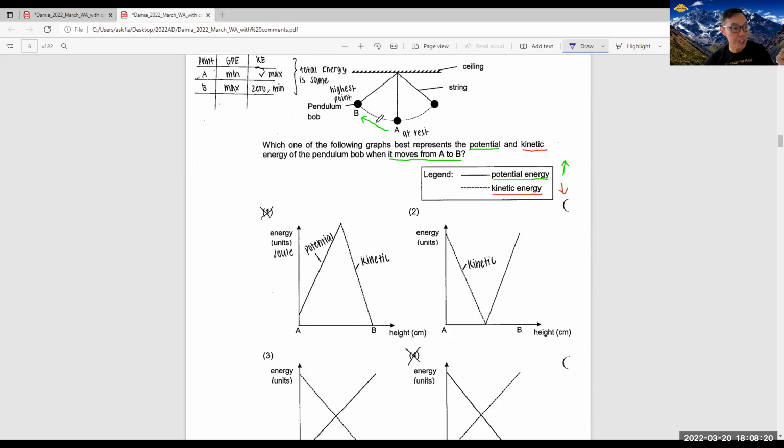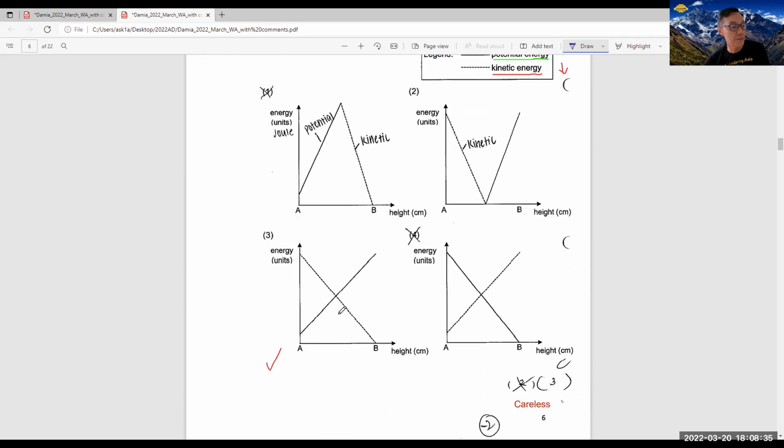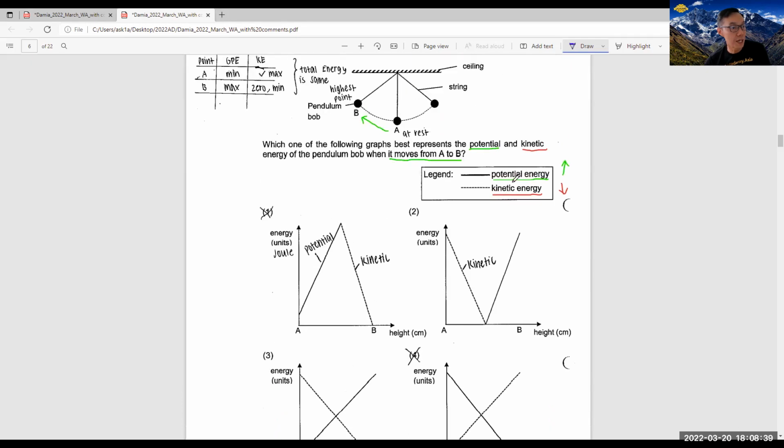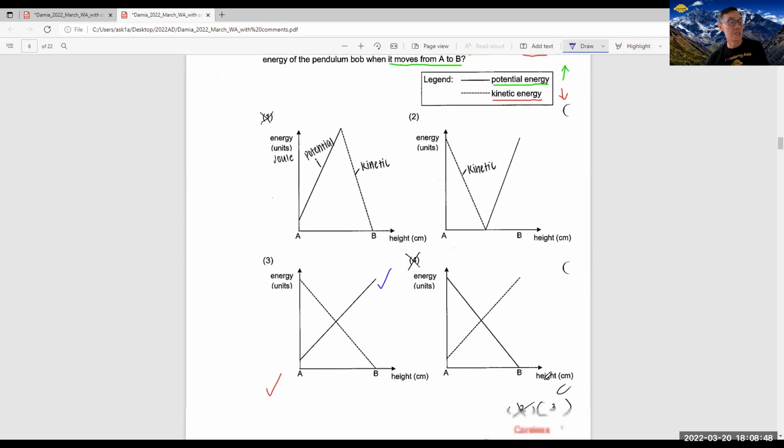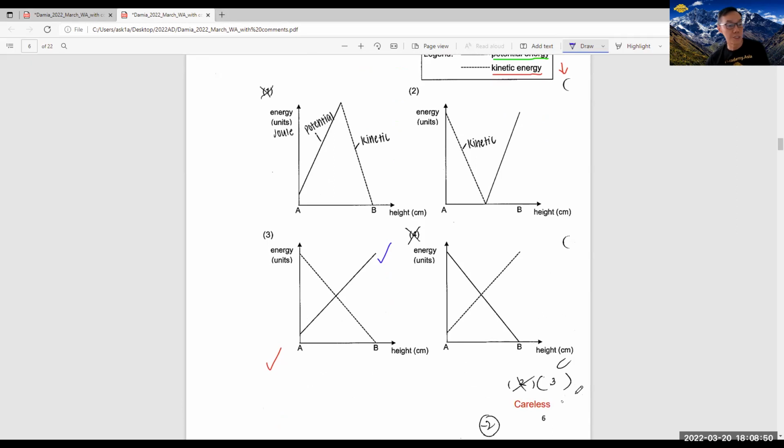And the kinetic energy, because actually if you take a high-speed photograph, from A to B as it swings to maximum height, it actually stops momentarily. So the kinetic energy actually decreases. So which graph best shows this is definitely C, because as you can see, the solid line represents potential energy. It increases, isn't it? And the dotted line represents the kinetic energy. It decreases. So the answer is option 3.